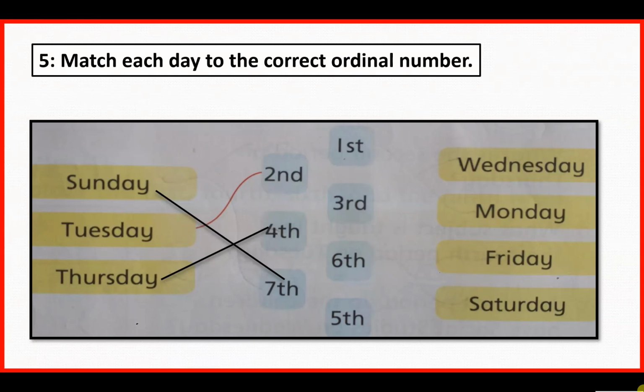Wednesday is the 3rd day of the week. Monday is the 1st day of the week. Friday is the 5th day of the week. And Saturday is the 6th day of the week.